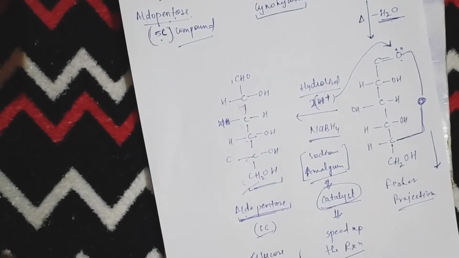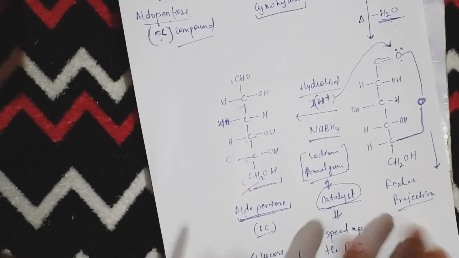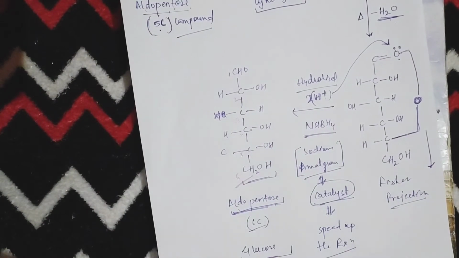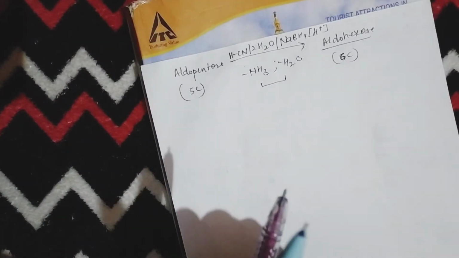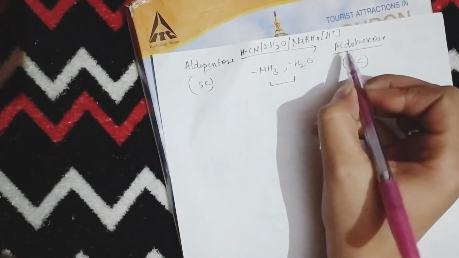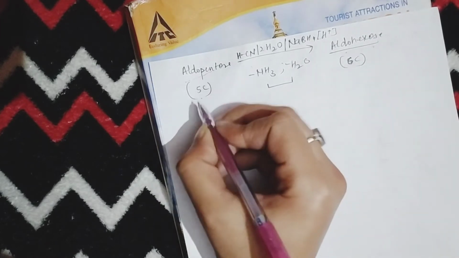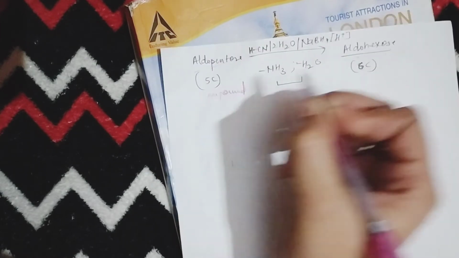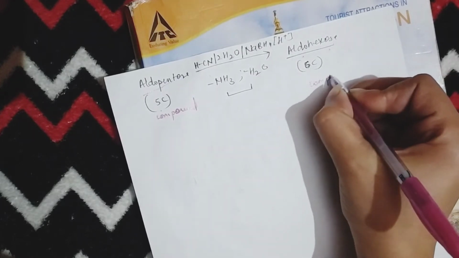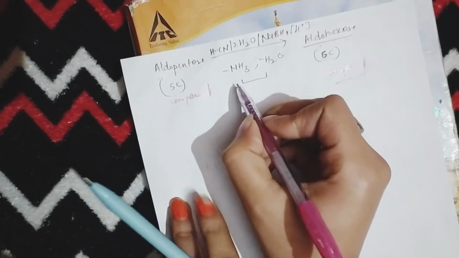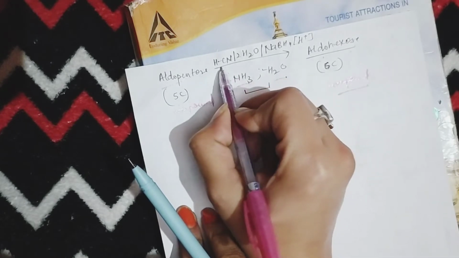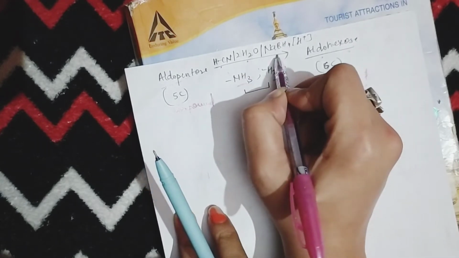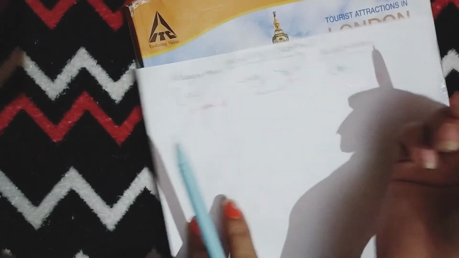This is all about the Killiani-Fischer reaction, or you can say the Killiani-Fischer synthesis, because at last there is synthesis of compounds, right? If we conclude this, we can say that aldopentose is converted into aldohexose. A 5 carbon compound is converted into a 6 carbon compound, in the presence of hydrogen cyanide, water, sodium amalgam, and reduction is there step by step.